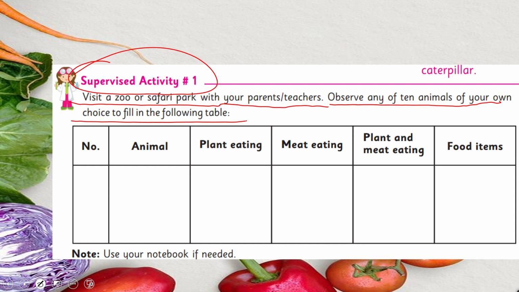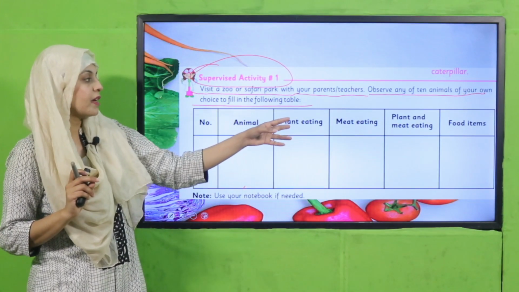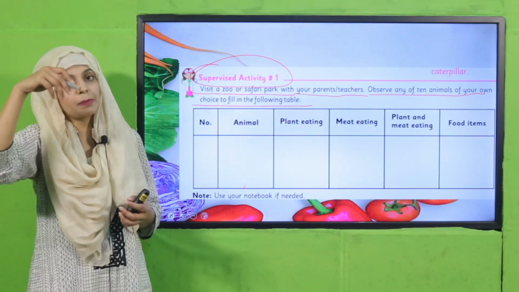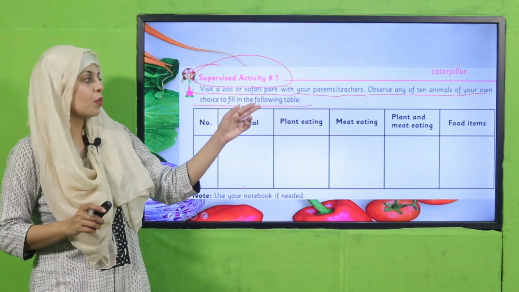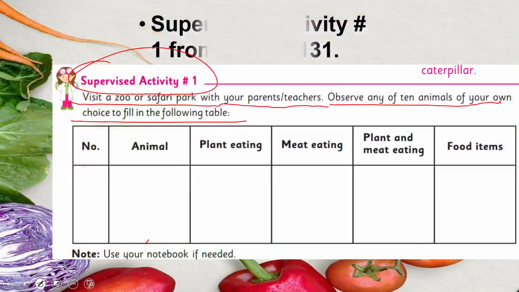And what you need to do is when you visit the zoo, by the end of that visit, you have to select 10 animals from the visit. And then you have to categorize them. You will write down their names here. And then in front of it, if it's a plant-eating animal, then you will take the plant-eating. If it's a meat-eating, you will take, for example, let's quickly look at what I have for you.